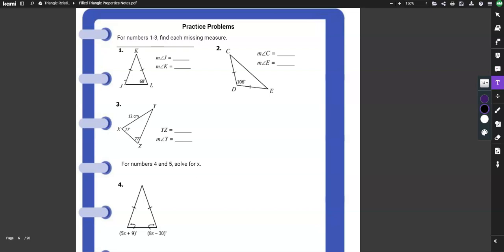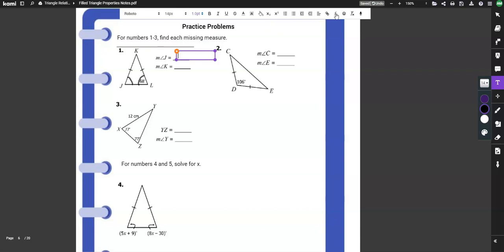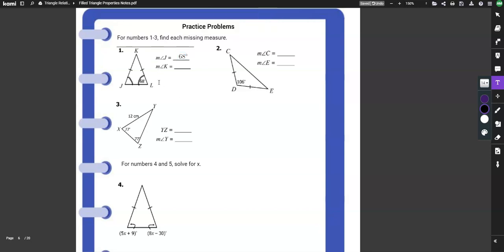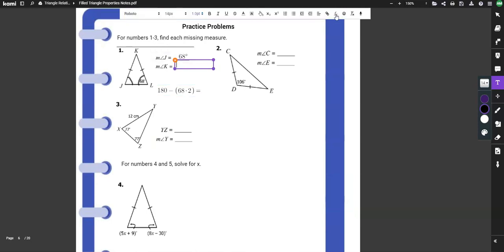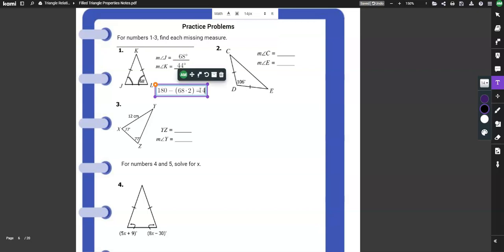So looking at number 1, we have that JK is congruent to KL. They want me to find angle J and angle K. So this is an isosceles triangle, so angle L and angle J are congruent. So we can say that angle J is 68 degrees. And then to find angle K, we subtract 68 times 2 from 180, and we get 44. So angle K is going to be 44 degrees. And always use your degree symbol, because remember that is our unit of measurement.